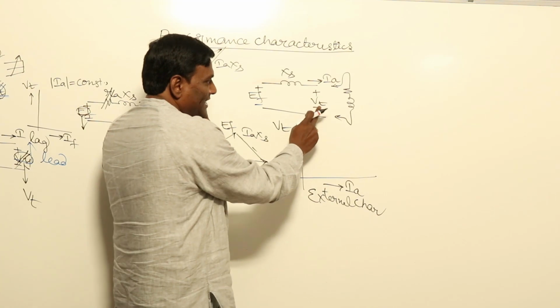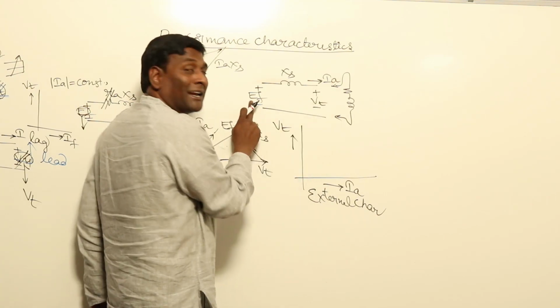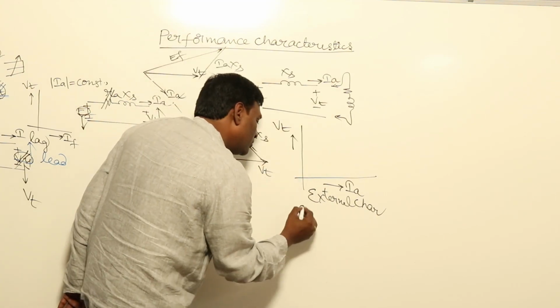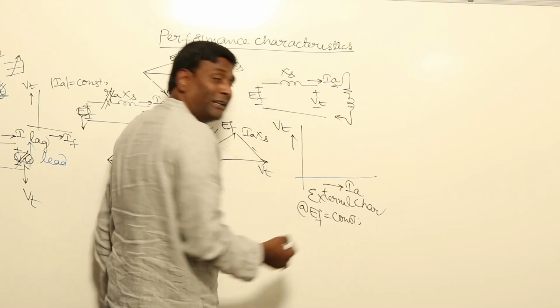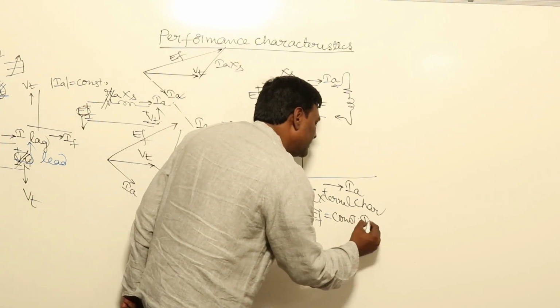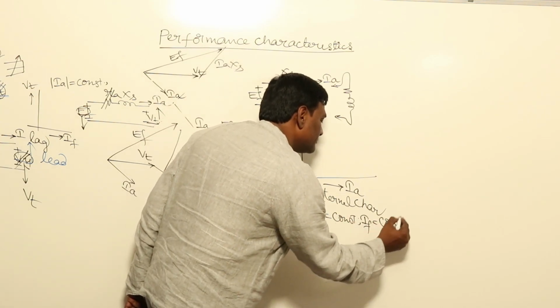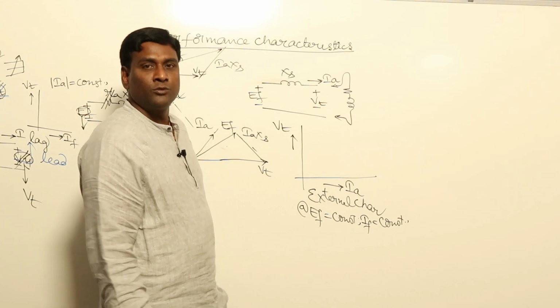Okay, so variation of VT and IA you are considering means that magnitude of EF should be constant. So EF is going to be constant. EF in the sense, how to maintain EF constant? Field current is constant, IF. IF is going to be constant.